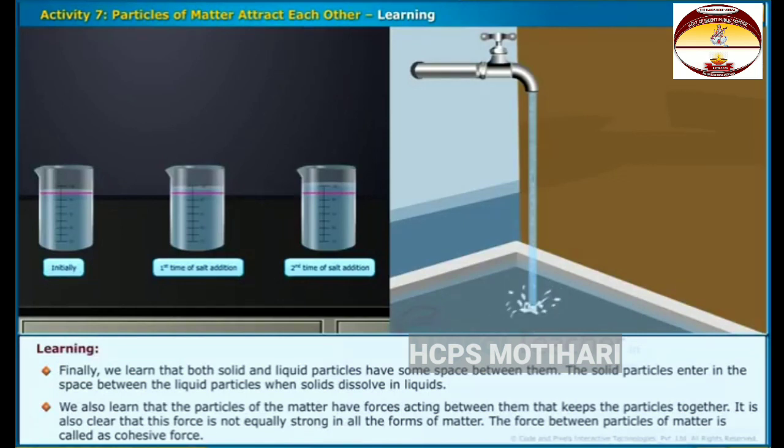The force between particles of matter is called cohesive force.